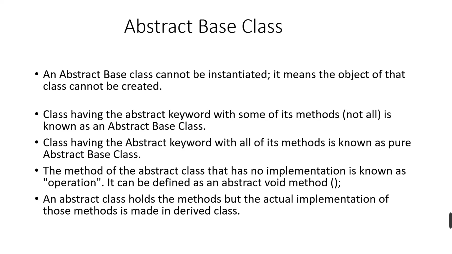A class having the abstract keyword with all its methods is known as a pure abstract class. What this statement means is: if you have an abstract class and all the members of that class are abstract, that means the class is called a pure abstract base class. A method of the abstract class that has no implementation is known as an operation. It can be defined as an abstract void method.